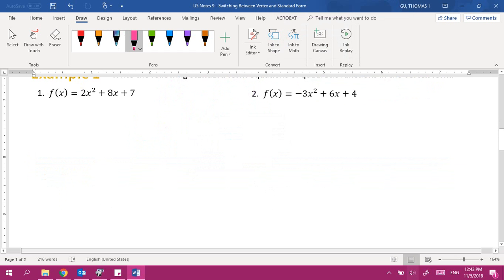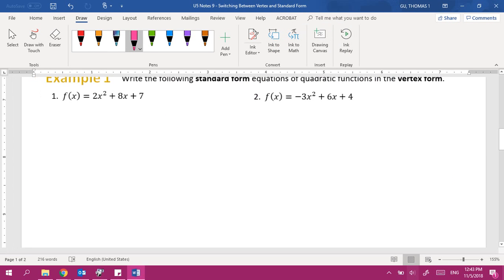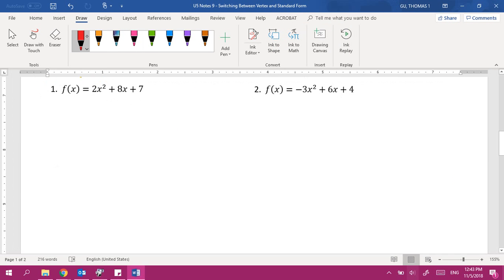So on number 1, what's the first thing we want to do? A, B, and C. So what is A on number 1? 2. What is B? 8. And what is C? 7. Okay, and then we want to find what? The vertex. So we use negative B over 2A. And so that's going to be negative what? 8 over 2 times 2.